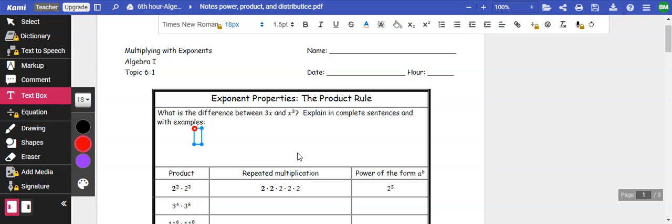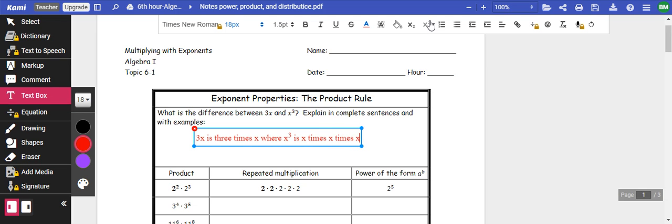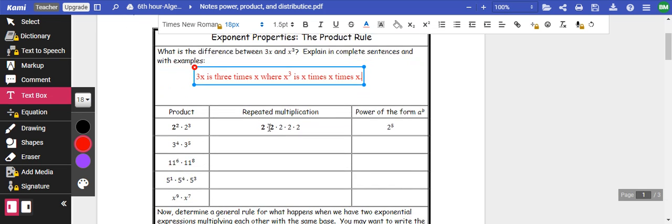We are going to look at exponent properties and rules. The first thing it says is, what is the difference between 3x and x to the third? 3x is 3 times x, or multiplied by x, where x to the third is x times x times x. So that's the difference.